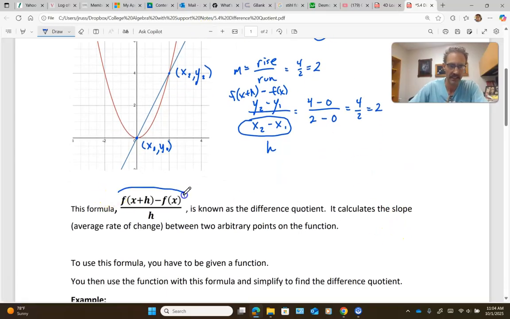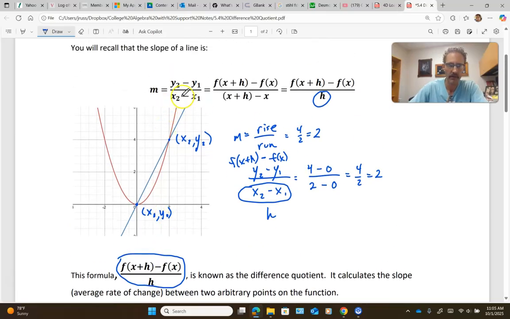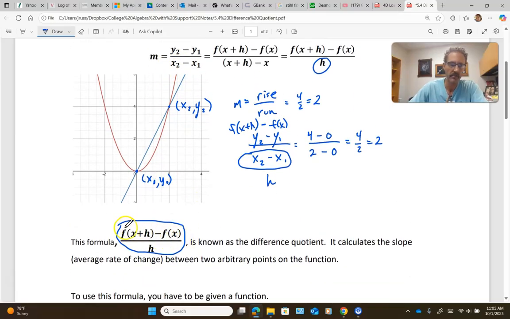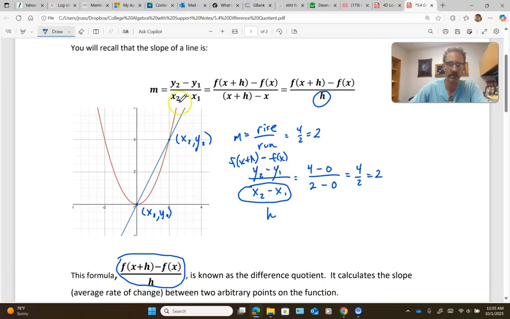Okay, this is it right here. h just represents the arbitrary difference between the two x-coordinates. And then this piece right here, f of x plus h minus f of x, that just represents the difference in the two y-coordinates. But what this allows us to do, guys, is find the rate of change or the slope of a line that goes through, say, the origin and then any other point. Whatever that point is will fix the value of h.